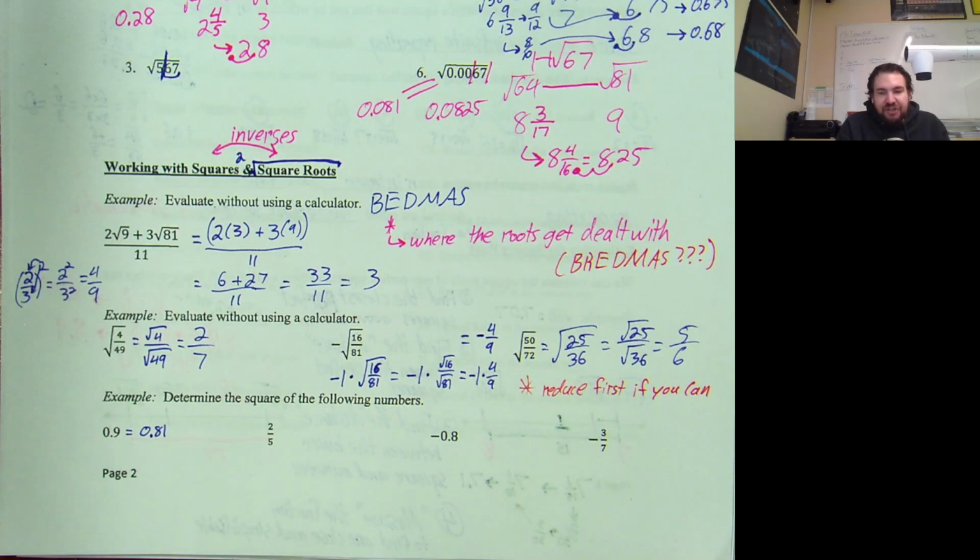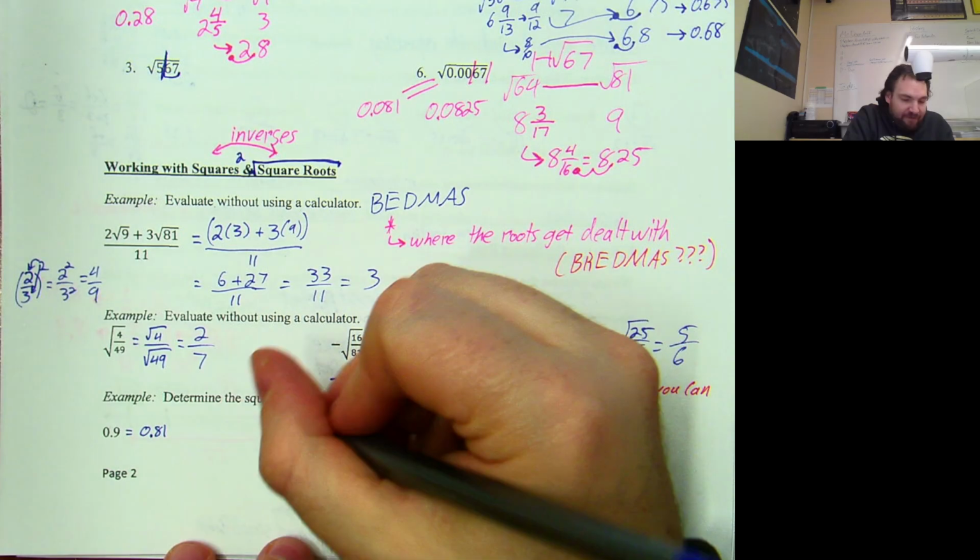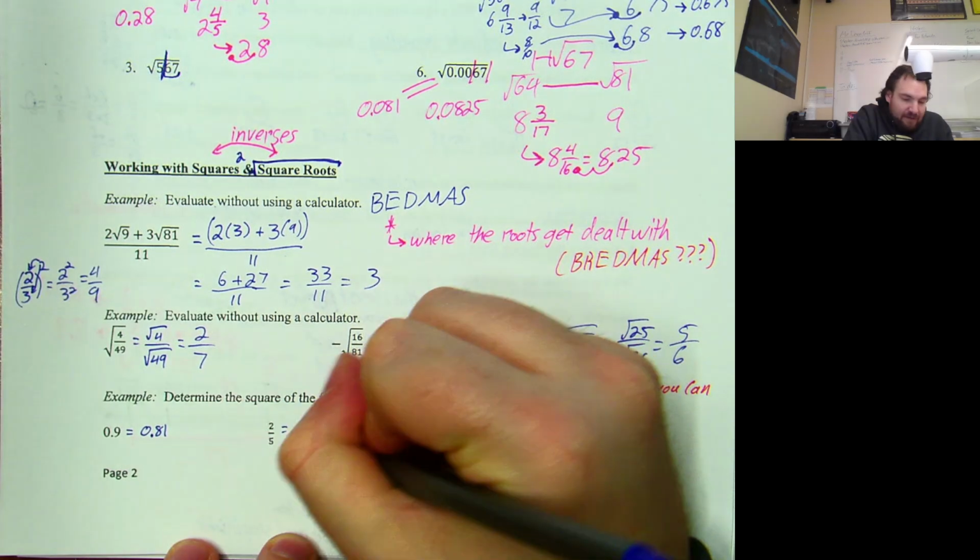2/5. What's the square of 2/5? You leave it as a fraction. It's not that 2/5 is 0.4. I want the square of 2/5. Thank you. 4 over 25. Because I'm squaring this thing.